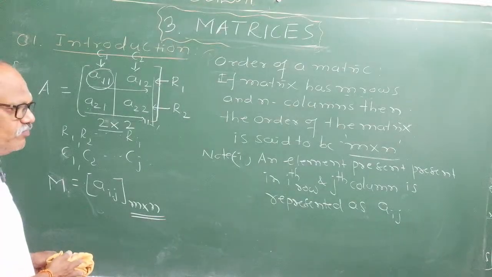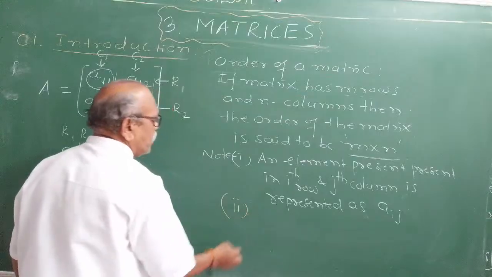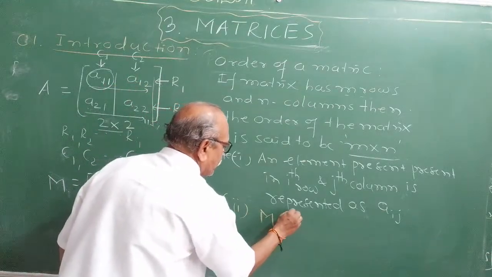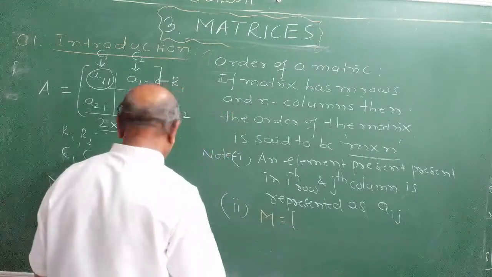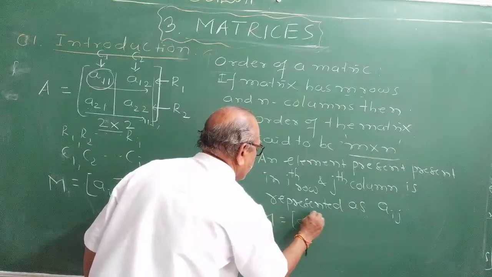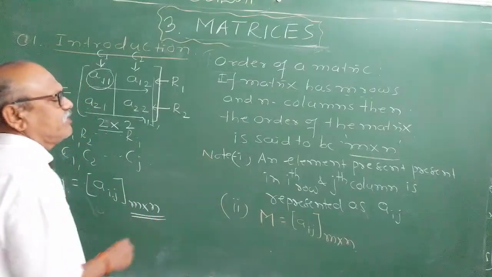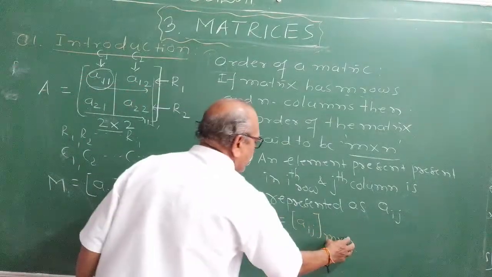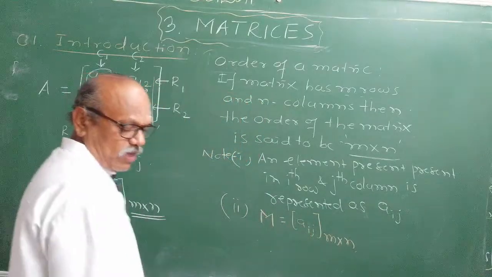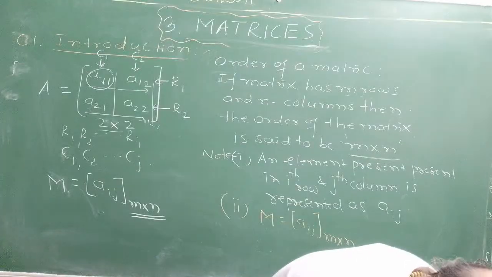Are you getting me? And generally, a matrix of order m by n can be represented as Aij, m by n, which is the symbolic representation of a matrix of order m by n consisting of i rows and j columns. Okay.